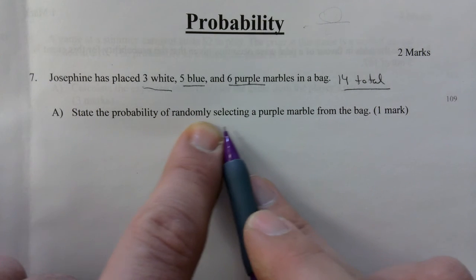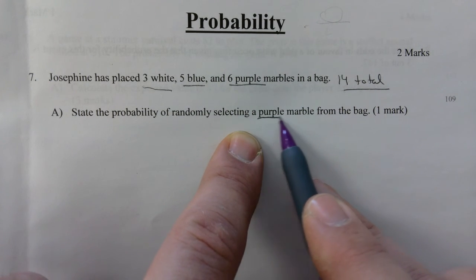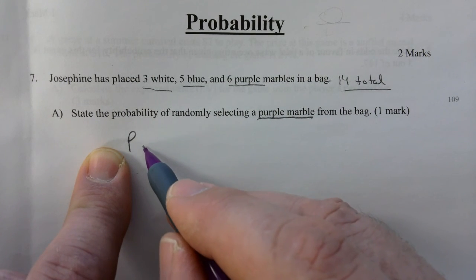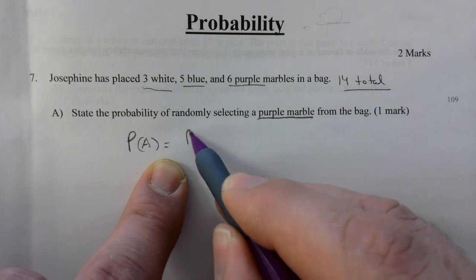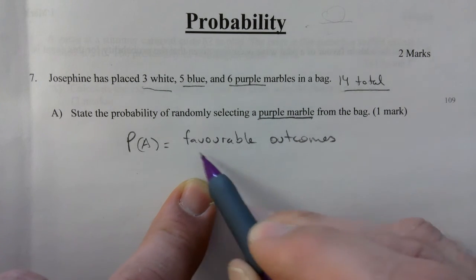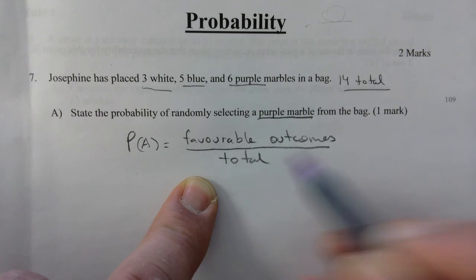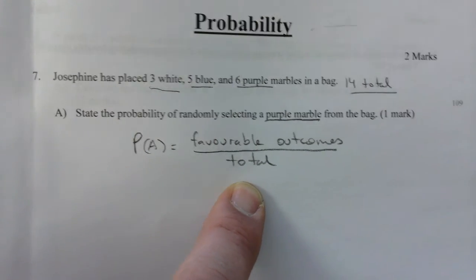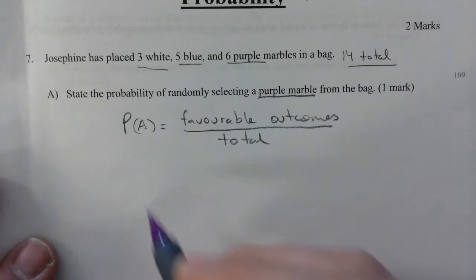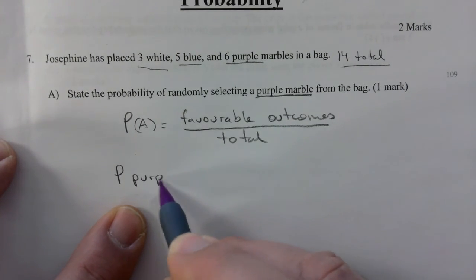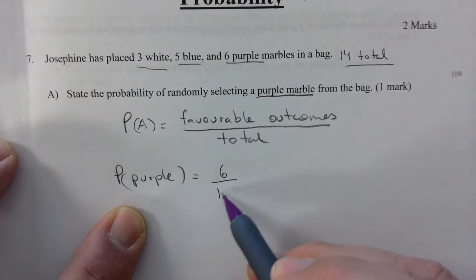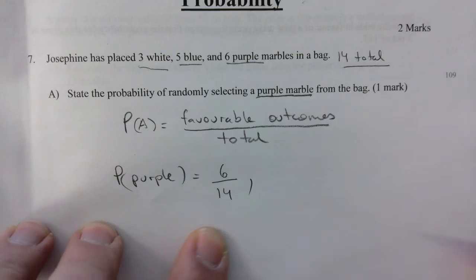State the probability of randomly selecting a purple marble from the bag. Probability of event A happening is favorable outcomes divided by total possible outcomes. That's essentially what probability is, and A just stands for an event happening, right? In this case, the probability of drawing a purple marble would be 6 out of 14. Don't reduce, just leave it like that.